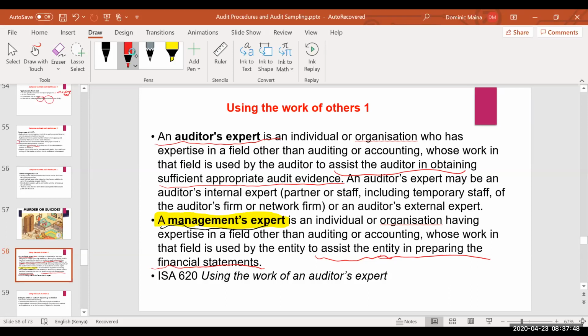Because you'll be asked by the examiner the distinction between who is a management expert and who is an auditor's expert. Your examiner is going to be keen to ask you that. So for now we have that clear difference.